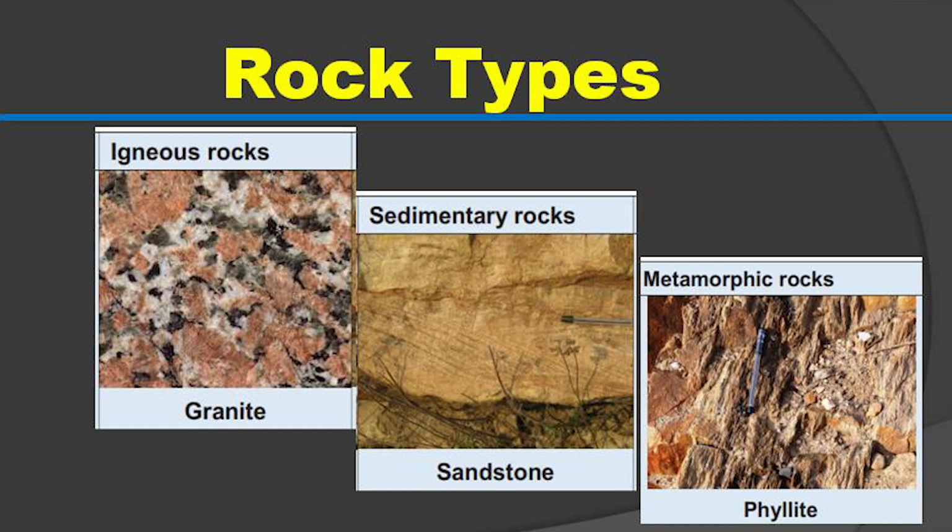Now if you see this diagram, I have given three examples. If you see the figure, one is granite, which is an example of igneous rock. Two is sandstone, an example of sedimentary rock. And three is phyllite, which is an example of metamorphic rock.